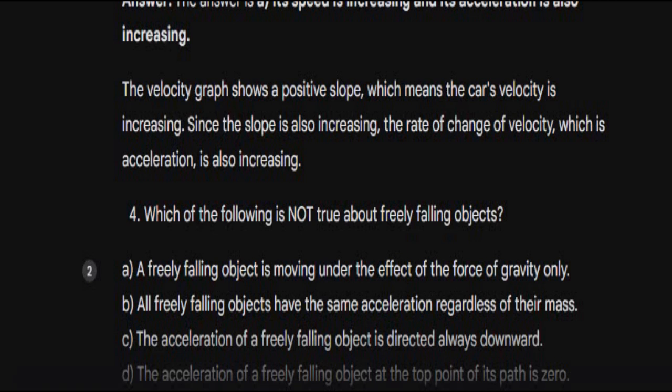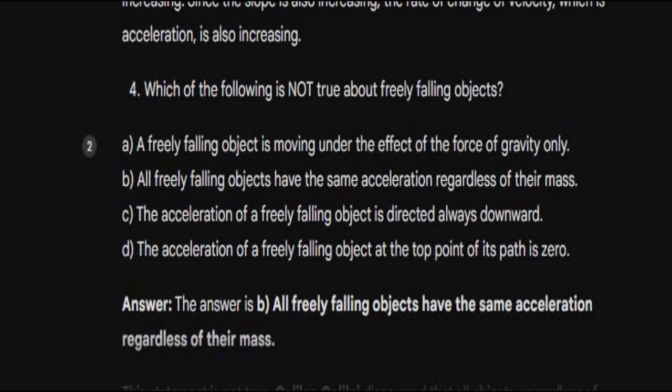4. Which of the following is not true about freely falling objects? A. A freely falling object is moving under the effect of the force of gravity only. B. All freely falling objects have the same acceleration regardless of their mass. C. The acceleration of a freely falling object is directed always downward. D. The acceleration of a freely falling object at the top point of its path is 0. Answer: the answer is B. All freely falling objects have the same acceleration regardless of their mass.